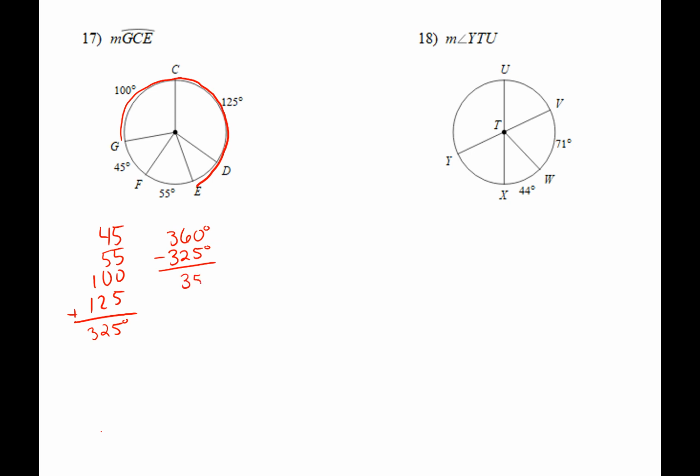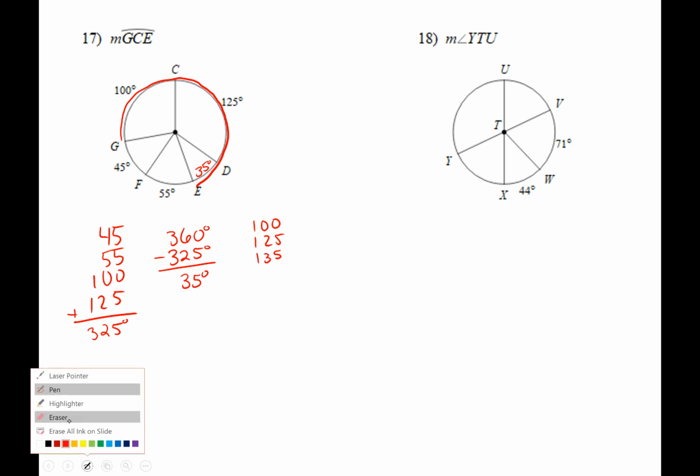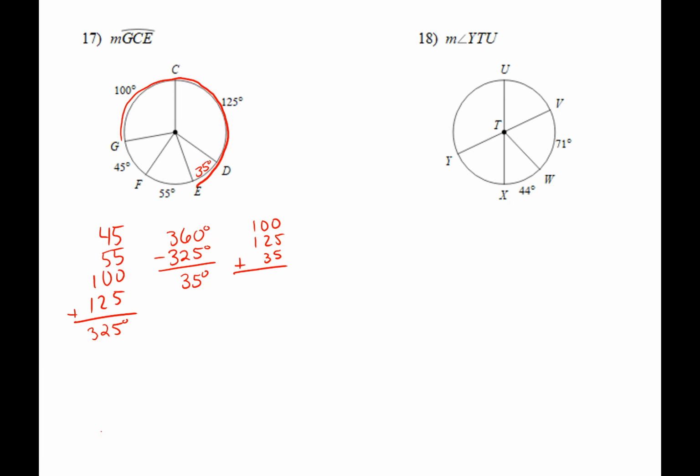And I get 35 degrees. So my unknown arc is 35 degrees. Then I can take the actual arcs that I would like and add those together. So 100, 125, and 35. Okay, add those together. So let me do that really quickly. 125 plus 100 plus 35, we get 260. And that would be our answer.